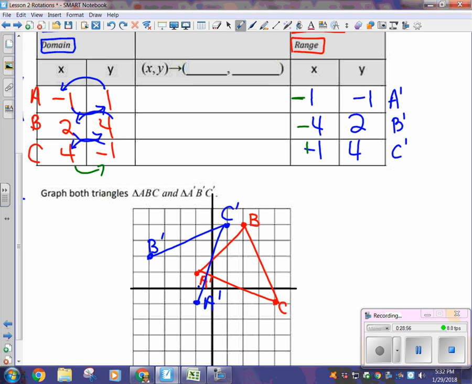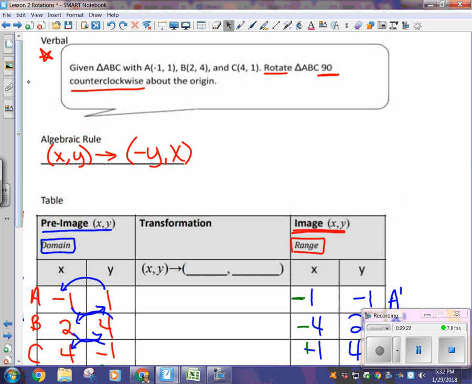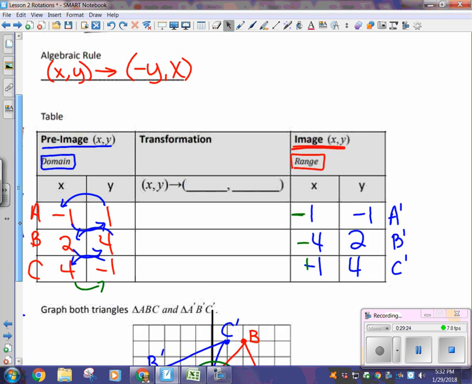Boom, boom, boom. It is hard for me to see it sometimes, but if you connect back to the origin, I can tell that A and A prime did go 90 degrees. It's kind of tough to tell, but this graph did go over here, and now C is sticking up in the air. B is to the left. So we've done our four representations, our verbal, our algebraic, our table, and then our graph.